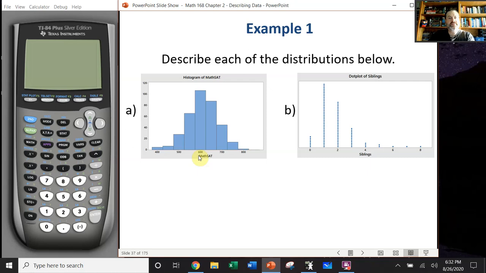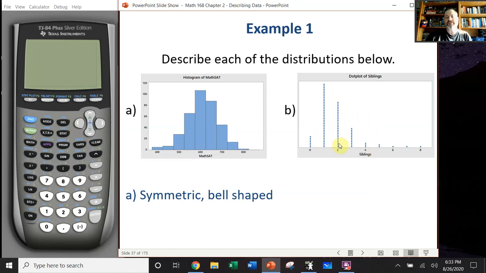Does it look bell-shaped? Sure does. So that one's symmetric and bell-shaped. It doesn't have to be perfect. Remember, we're smoothing off those rough edges. Just imagine it's made of clay and we're just going to push down the rough edges and smooth it out. That's it. What about here?